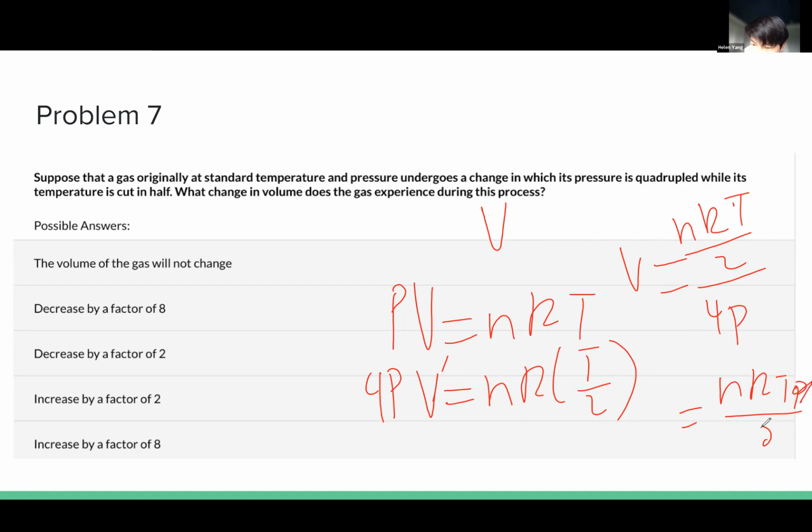So in the original one, V is equal to nRT over P. So if we substitute that, it would be 1/8 times V. So it would be decreased by a factor of 8. And this is the solution here.